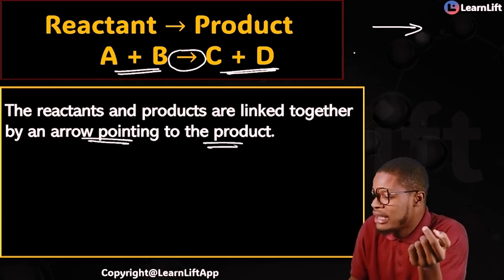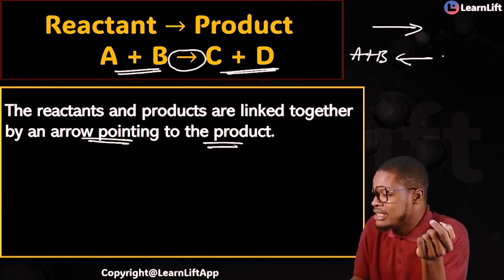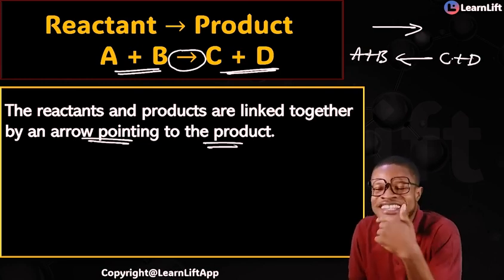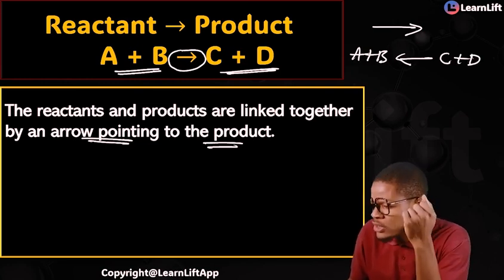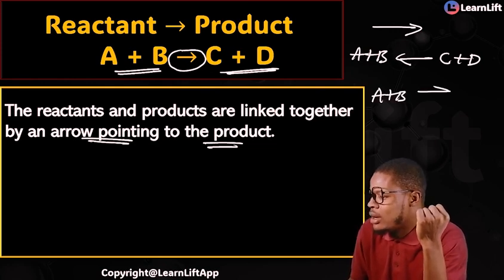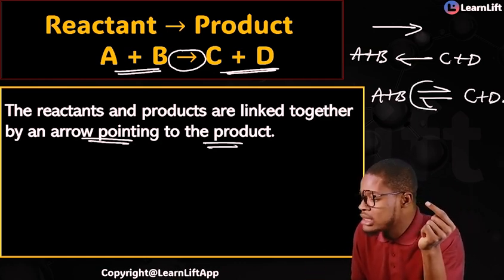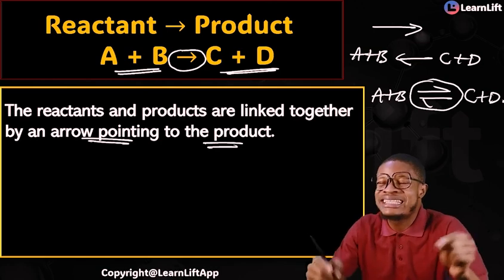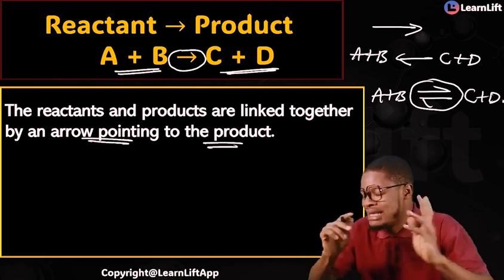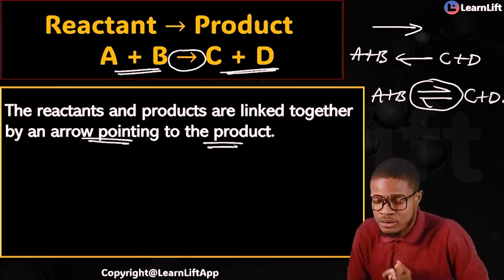Product like this. Not that I now go and say A plus B, for example, it's not like this. But it's possible that I have my A plus B, and then I have this arrow, giving me C plus D, right? This kind of arrow is telling me that the reaction is in equilibrium. And that's a separate topic, chemical equilibrium. I'll treat that when we get there.